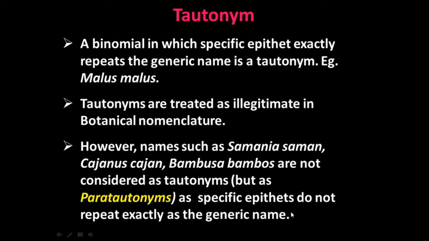Then what is tautonym? Tautonym is a binomial in which the specific epithet exactly repeats the generic epithet. For example, Malus malus. A binomial in which the specific epithet exactly repeats the generic name, in which the genus name and species name are the same. And nowadays these names, tautonyms, are treated as illegitimate in botanical nomenclature.